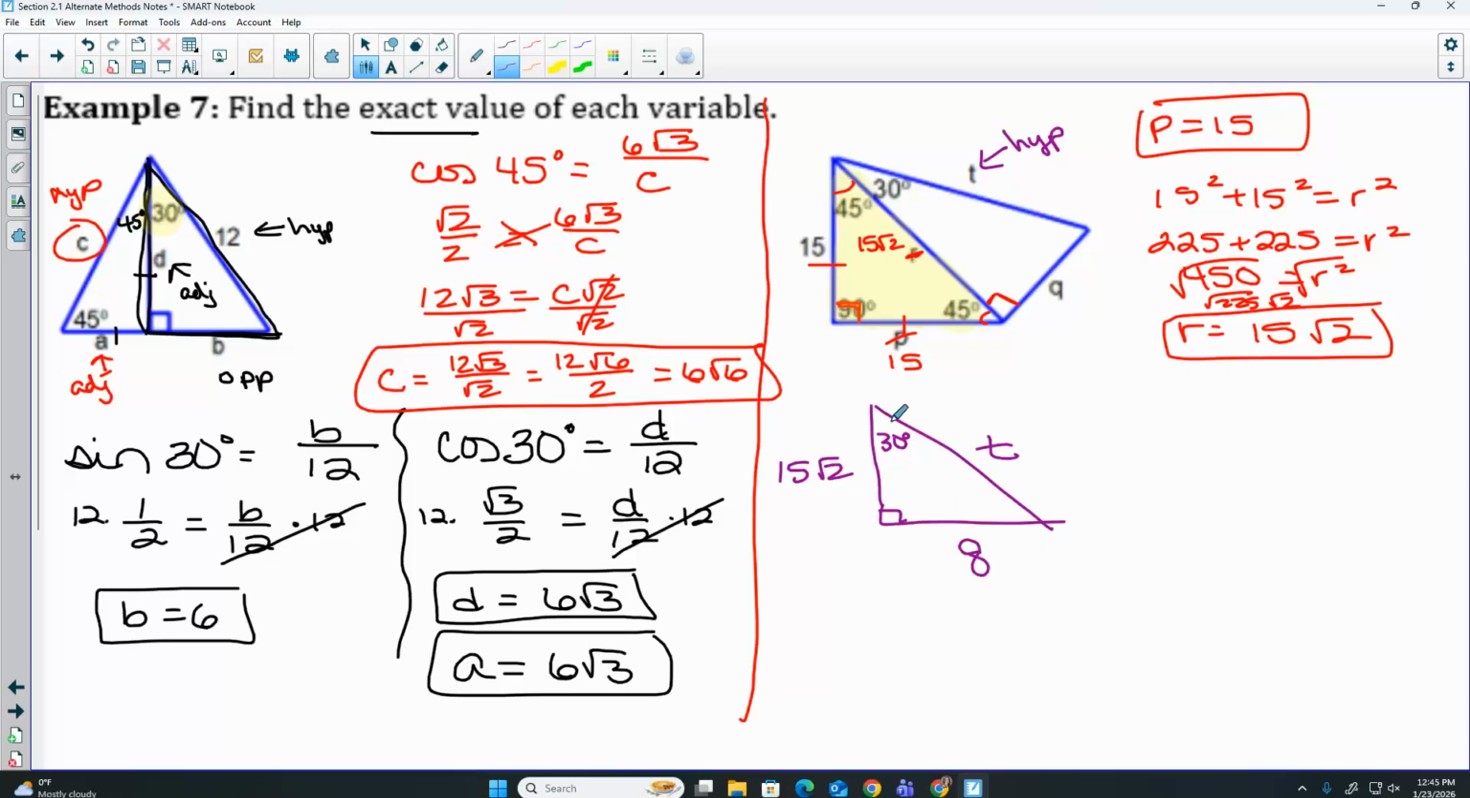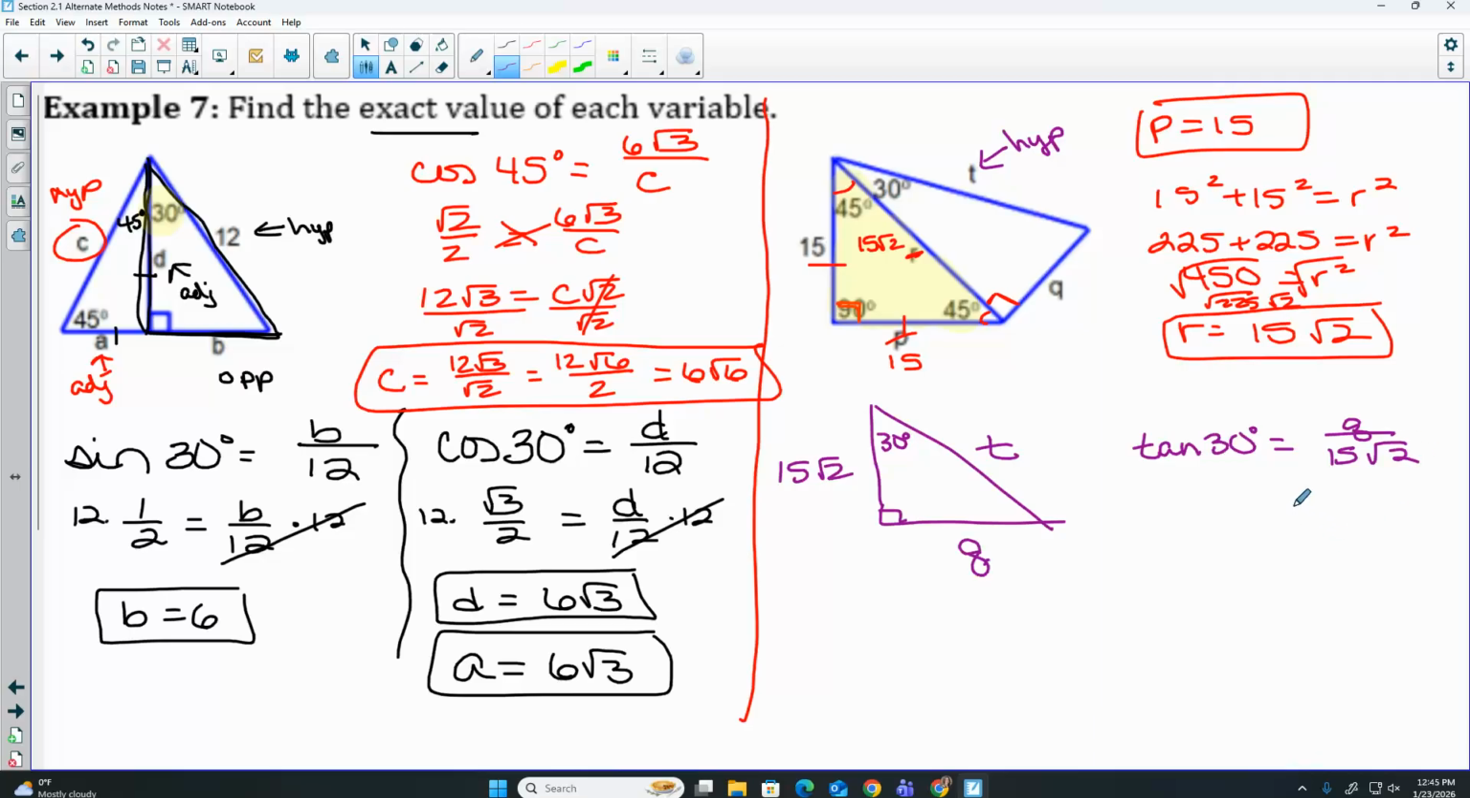If I wanted to find Q, from here, Q is the opposite side. This one is my adjacent. What trig function involves opposite and adjacent? So I can say the tangent of 30 degrees equals the opposite side Q over the adjacent side, 15 radical 2.